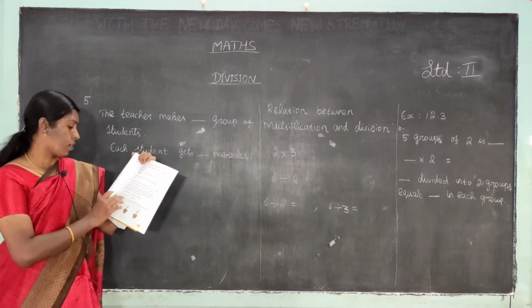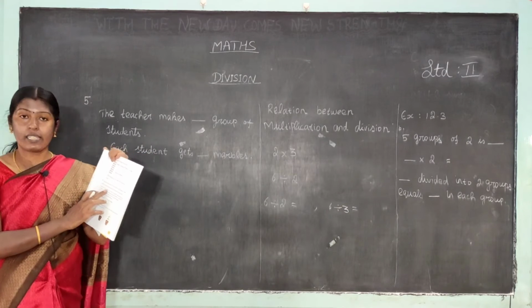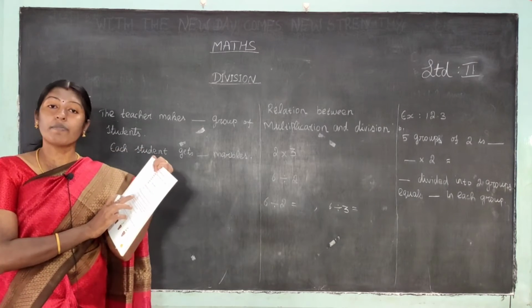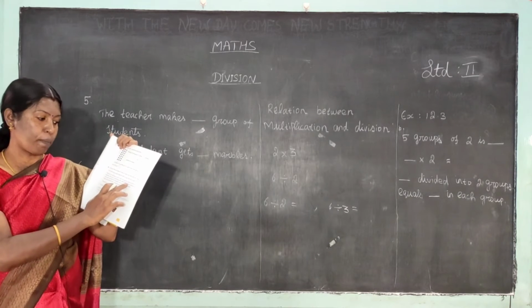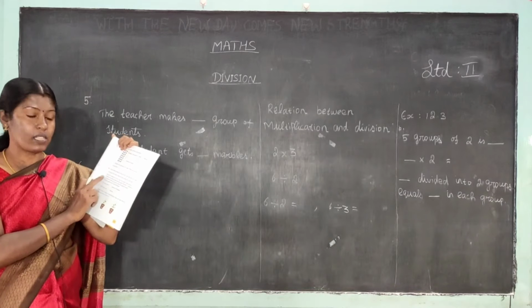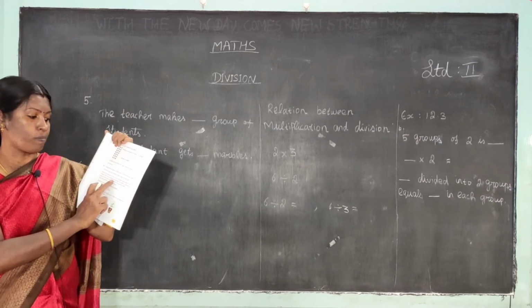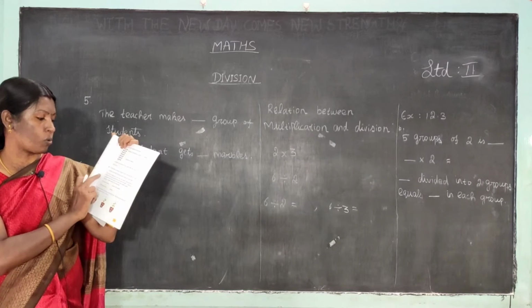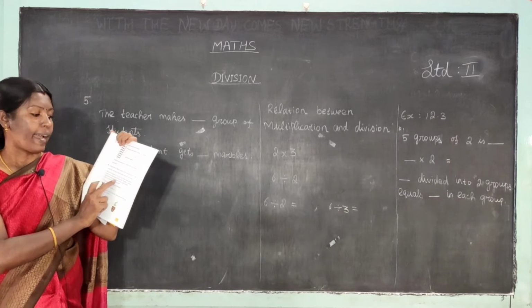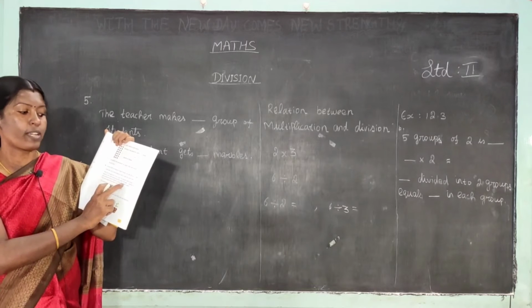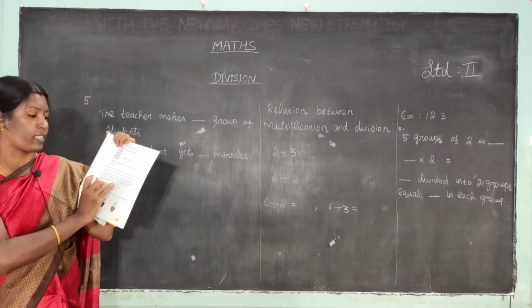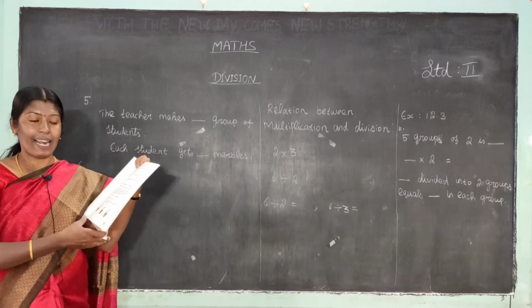Read it. There are 36 students in Avni's class. Total number of students is 36. Her teacher makes groups of 6 students. How many groups does she make? She gives 12 marbles to each group and asks the groups to share the marbles equally. How many marbles does each student get? Imagine our classroom.